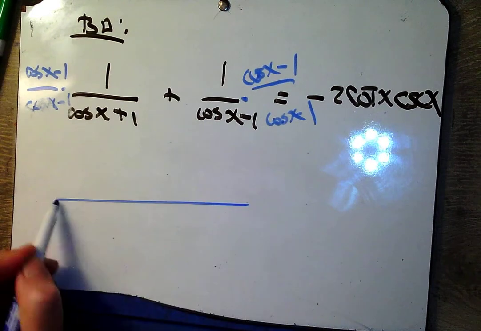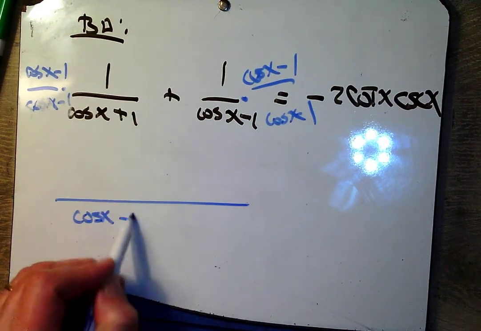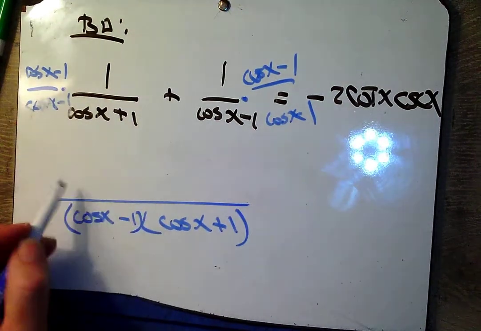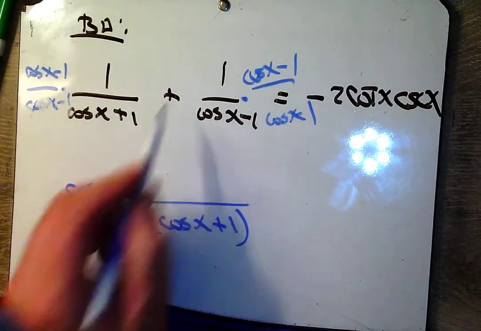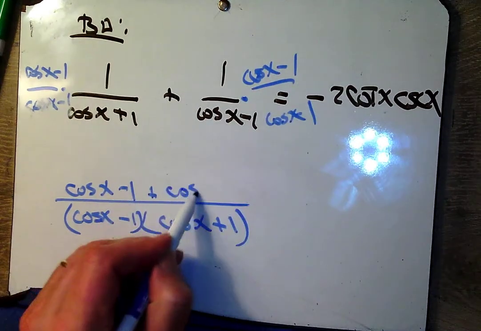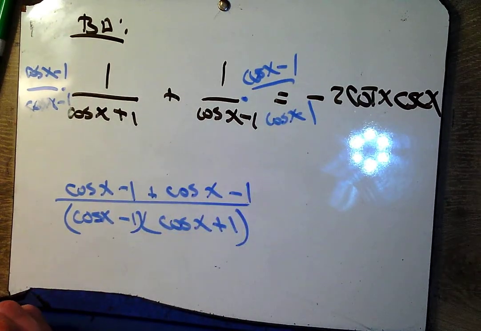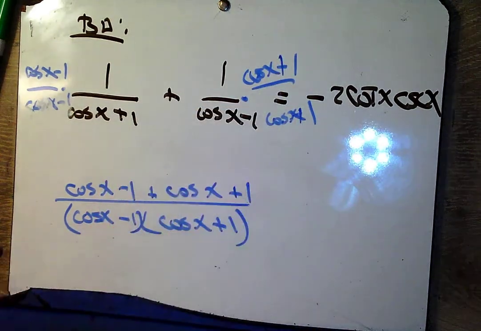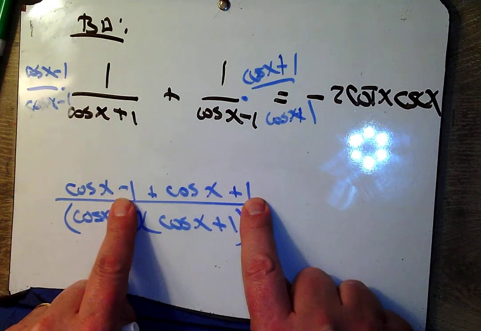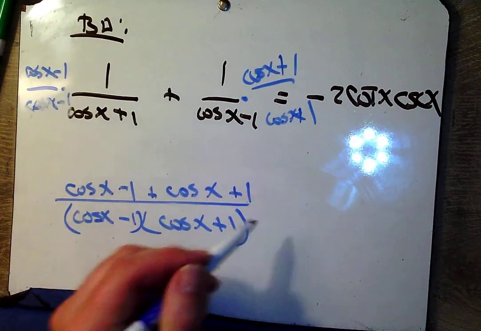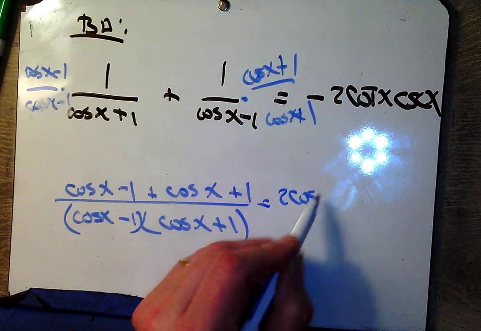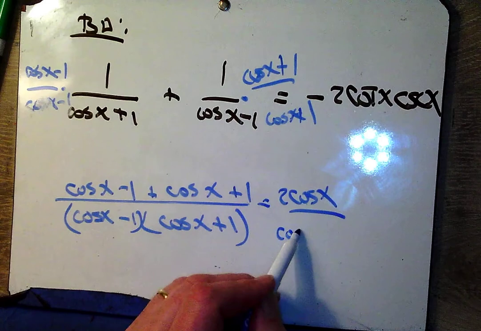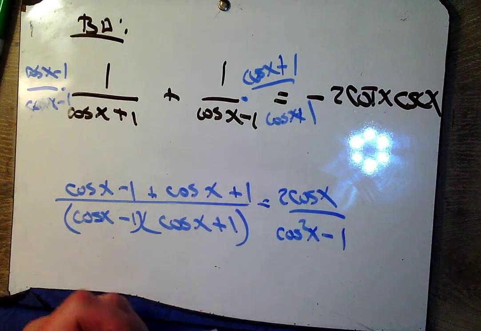So our common denominator will be cosine x minus 1 times cosine x plus 1. And on top, we're going to have a cosine x minus 1 plus our cosine x minus 1. I think I did something wrong. Yes, these should be pluses. So these 1's cancel. Okay. I got 1 cosine plus 1 cosine is 2 cosine. And on the bottom, if I FOIL, I have cosine squared x minus 1.